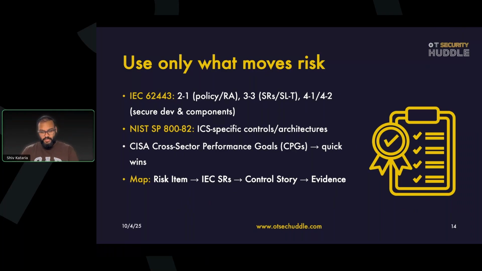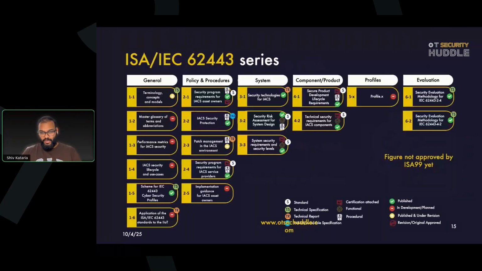But in the next slides, we will discuss how we can actually achieve that systematically, with a quick example of risk assessment as well. You've seen the previous 62443 series diagram. I use this diagram because it tells the current status of the document. It's a living document. Continuously, multiple sections of this document are getting revised and added.